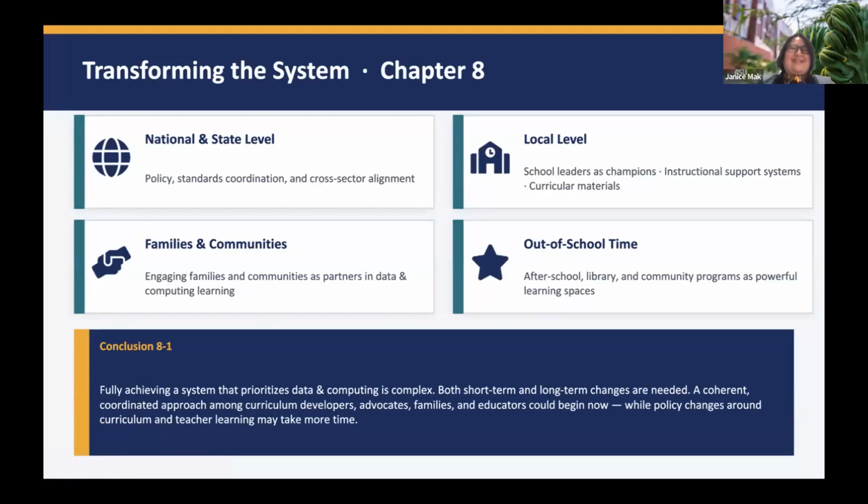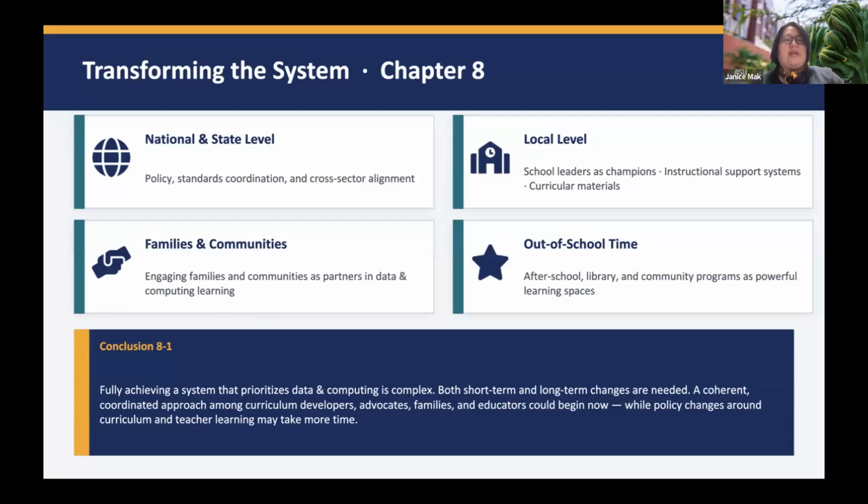So chapter 8 is about transforming the system. We started at the very beginning of the report talking about the messy garden, talking about all the different organizations and efforts underway and the need for this report. And then we come to the close of the report where we have talked about the competencies, how to design these learning experiences, what this means for teacher prep, what this means for professional development.